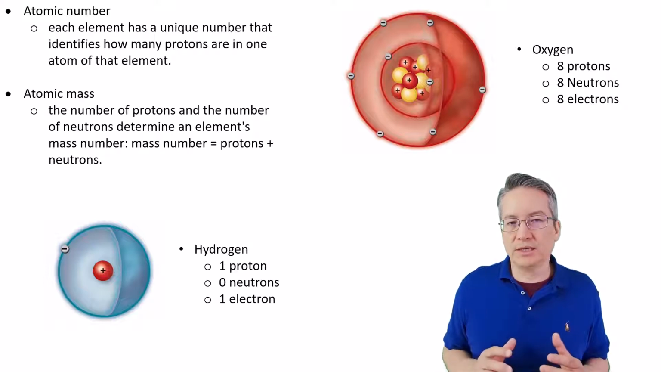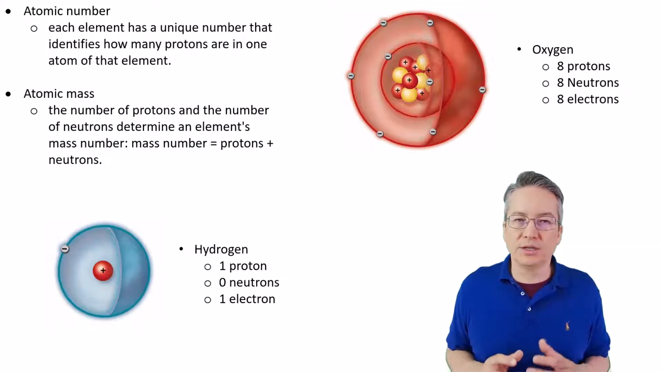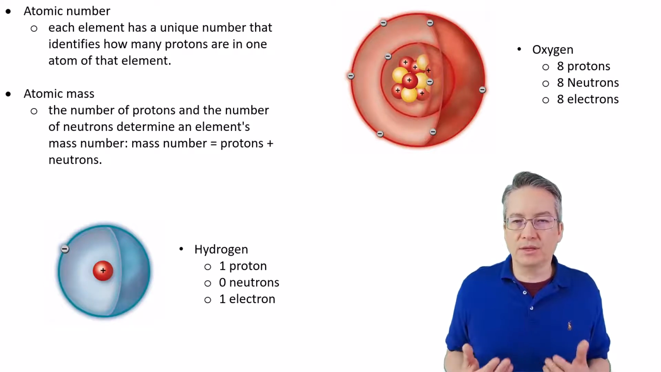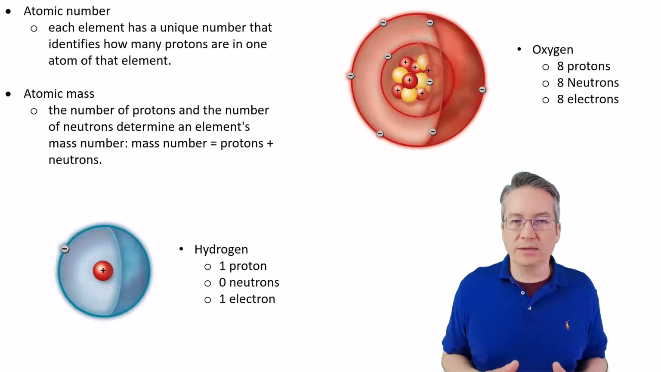So let's move on. The next thing I want to talk about is atomic number. Each element has a unique number that identifies how many protons are in one atom of that element. So for example, hydrogen has an atomic number of 1 because it has a single proton. Oxygen has 8 protons, so it has an atomic number of 8. For an atom to be of an element, it has to have that number of protons. So for example, if we take hydrogen and we magically add another proton, it would have 2 protons now. It would no longer be hydrogen. It would actually be a different element called helium.